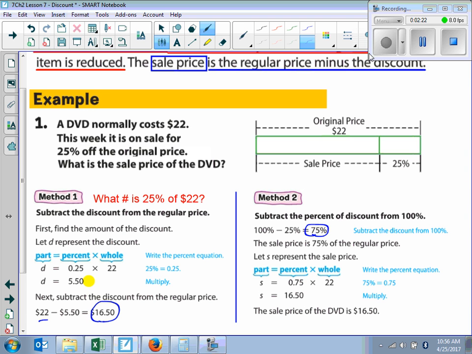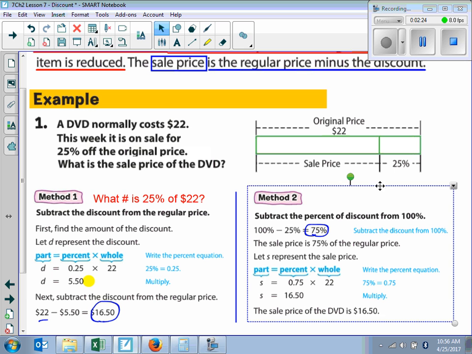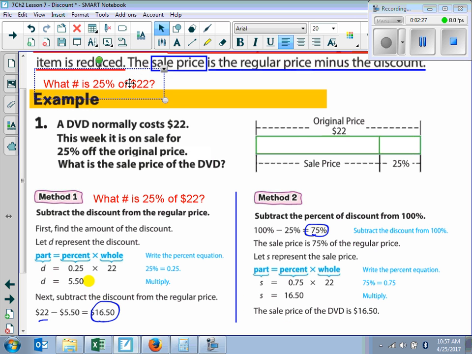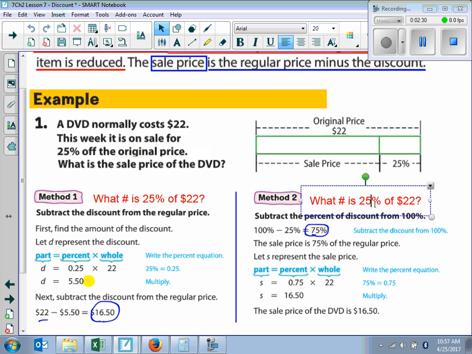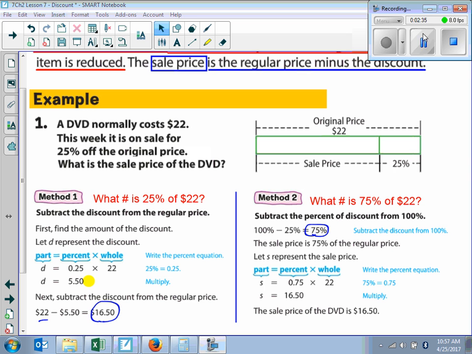So now the what number is question would be what number is 75% of 22. So now we have our what number is question. Now we can change that to our percent equation. So what number is, we're solving for the discount, right? Or actually, we already got the discount. We're solving for the sale price. So here, S equals the 75%, 0.75, times the whole, which is 22. And you'll see when you multiply, you end up with the same thing.